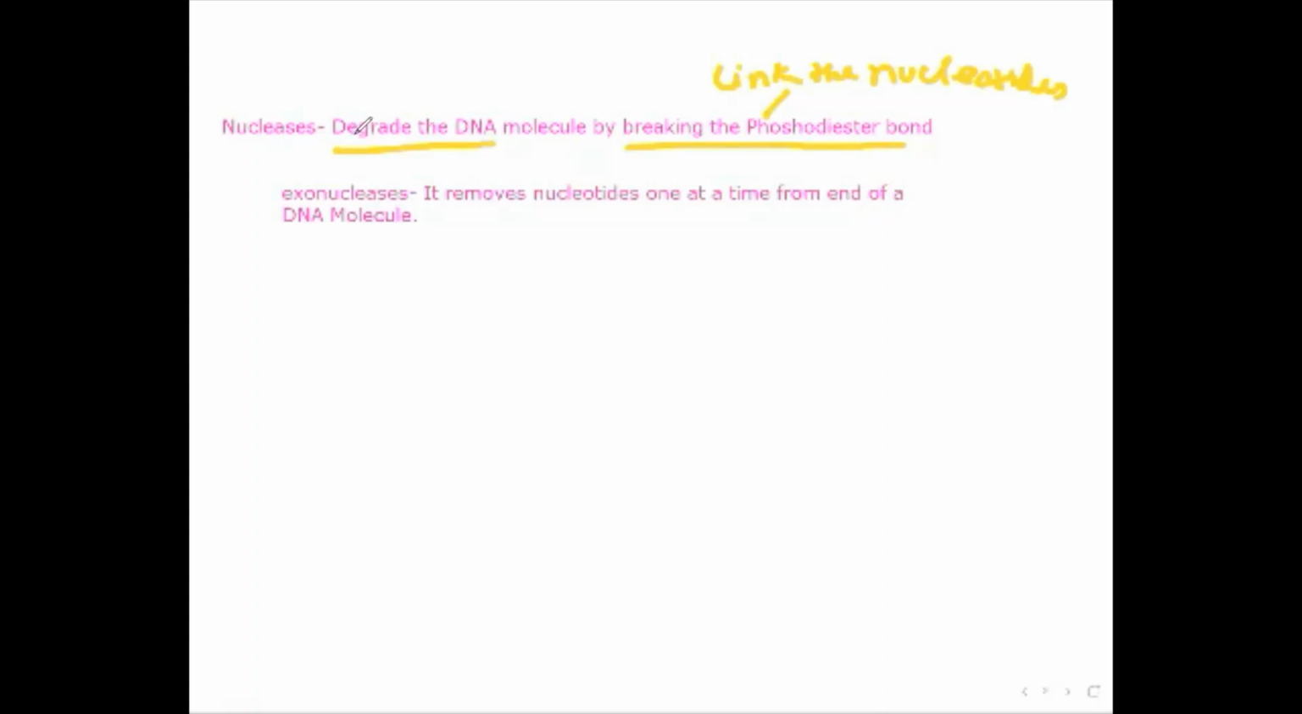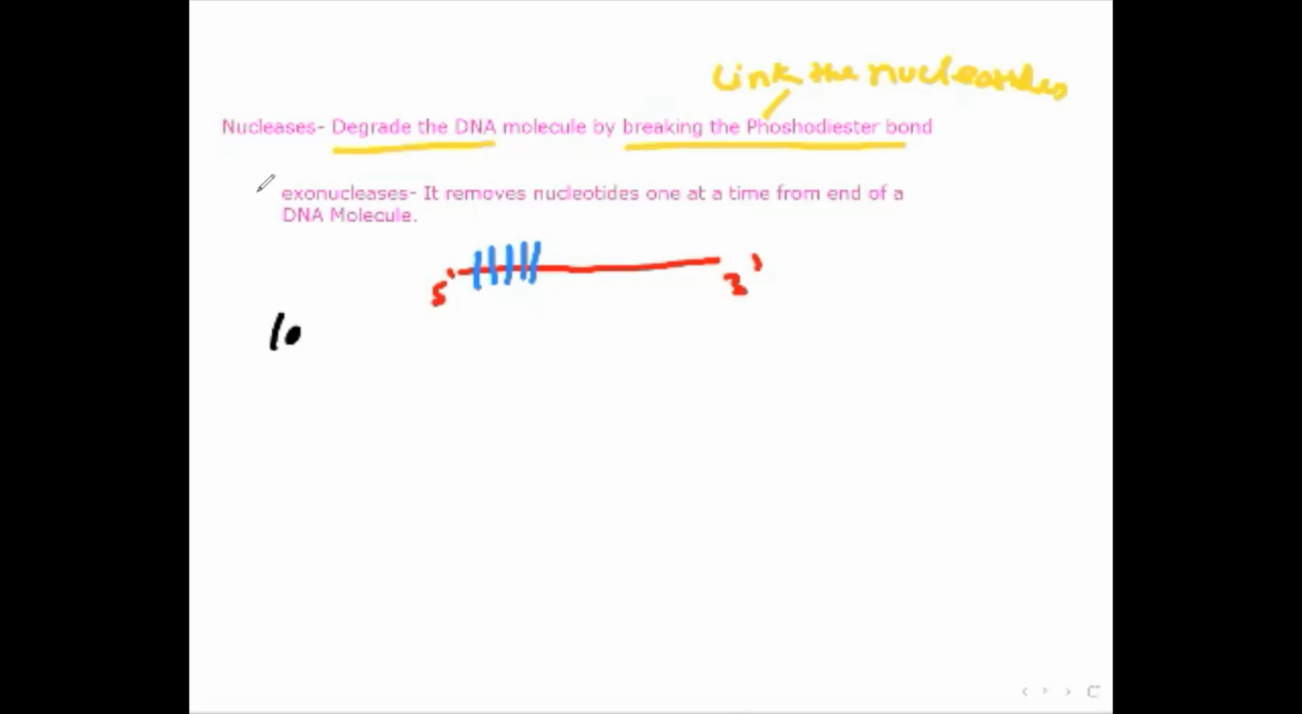Let's learn about exonucleases. What do exonucleases do? They remove the nucleotides one at a time from one end. Suppose this is our DNA strand, 5 prime to 3 prime. DNA is double stranded, I'm just showing it as a single strand now. So how does it remove? It removes from one end, either from the 5 prime end or from the 3 prime end. According to the position where it is removing, we have different types of exonucleases. Let's talk about them one by one.